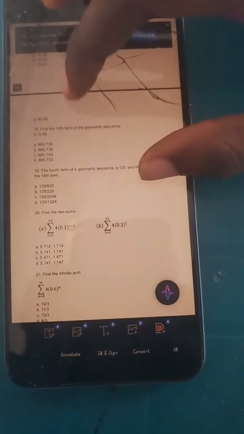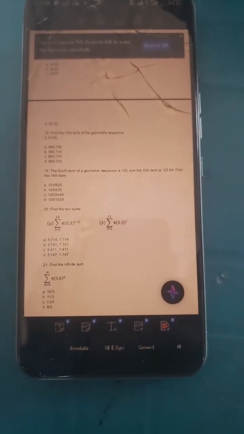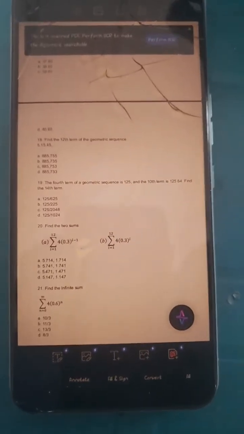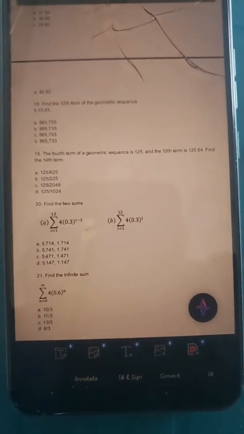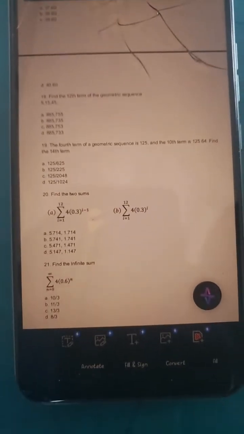So now let's take a look at this. Let's examine this. That's question 19. Starting off with question 19, we're told that the fourth term of a geometric sequence is 125 and the 10th term is 125 divided by 64. There was actually a typo in the question. It should be 125 all over 64. Now we're told to find the 14th term.